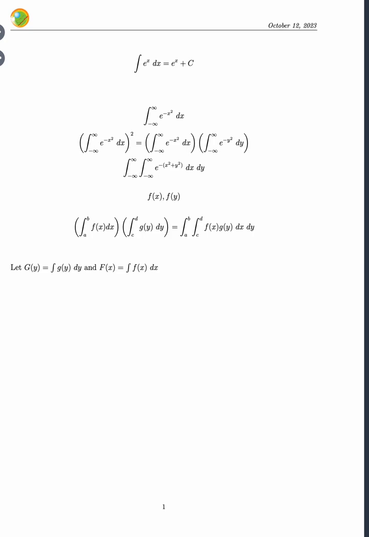It's simply just, well, F of b minus F of a, right? Or F of b minus F of a times G of d minus G of c. So on and so forth. Pretty simple. Well, because basically you just evaluate separately, right?